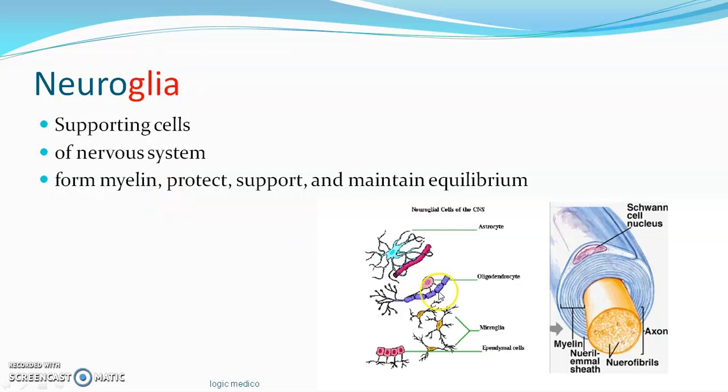Forming the myelin is usually oligodendrocytes in the CNS and Schwann cells in the peripheral nervous system. Protection: every neuroglia tries to protect the neuron. Supporting framework: it acts like a cushion between them. It maintains equilibrium, that is the internal environment, by removing the waste products.